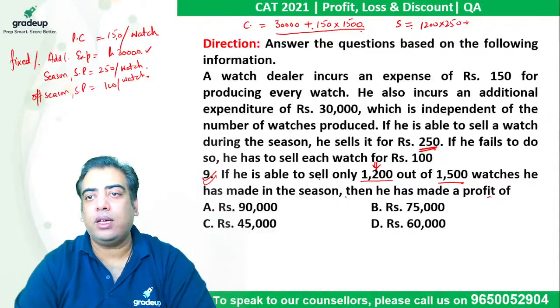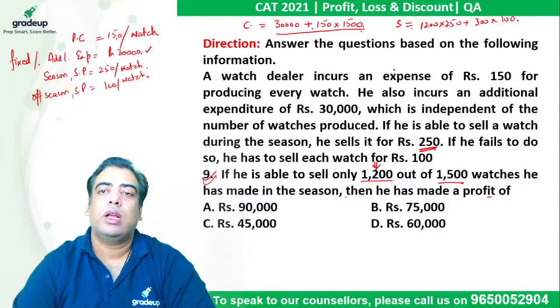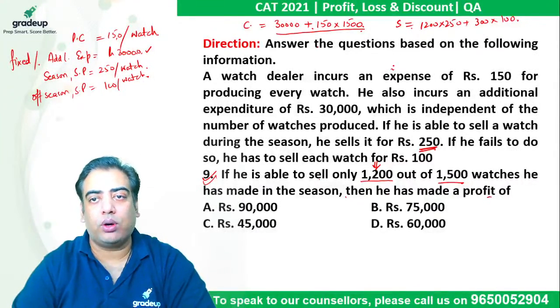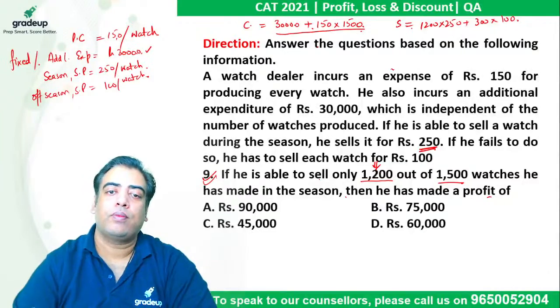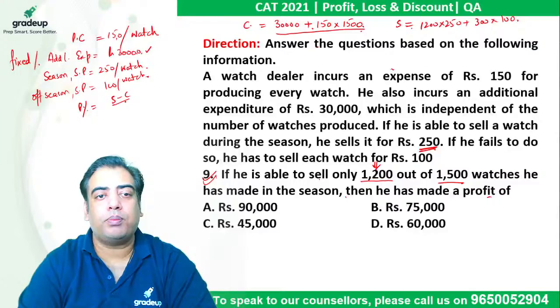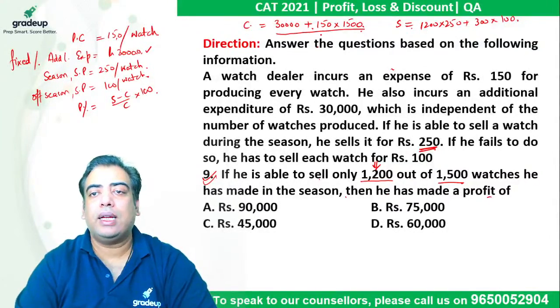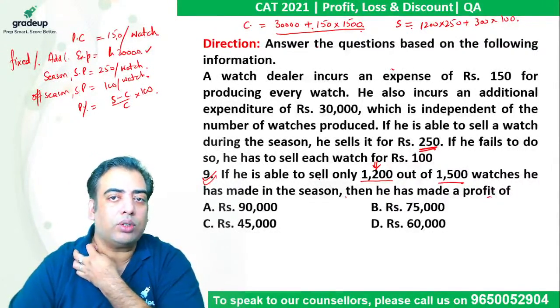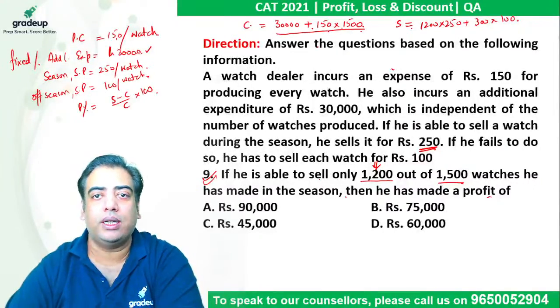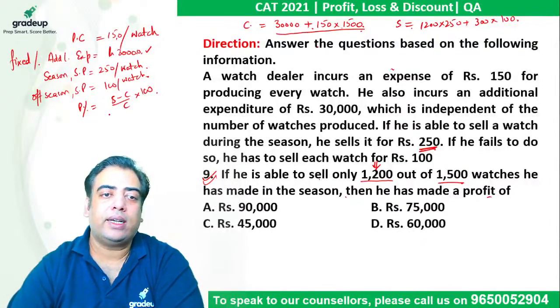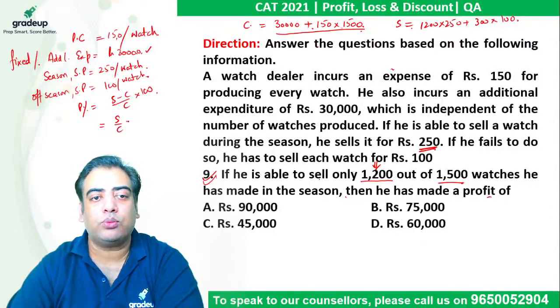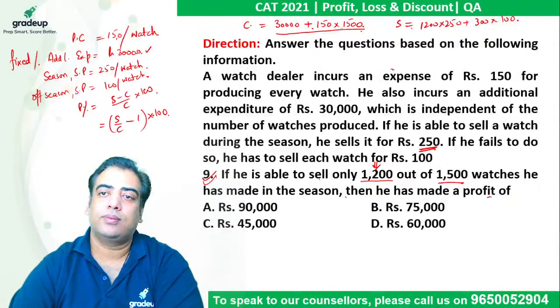And the remaining 300 watches are to be sold at just rupee 100. In order to calculate the profit or loss, it will be the difference of these two: selling minus cost upon cost into 100. But as we can see, we can maybe cancel out a lot of values in the numerator and denominator. Instead of multiplying and subtracting, better would be if I take it as S upon C minus 1 into 100. That will make our job slightly easier.